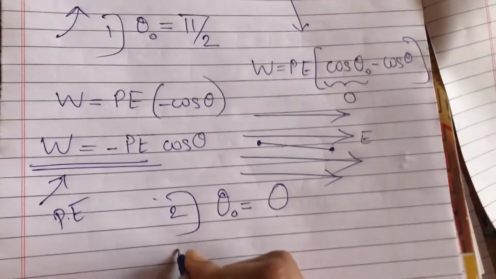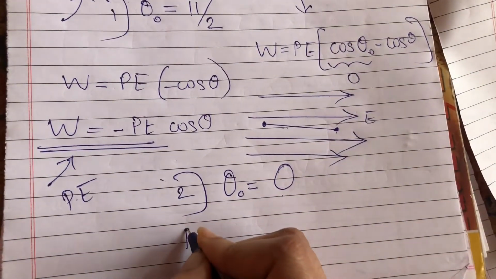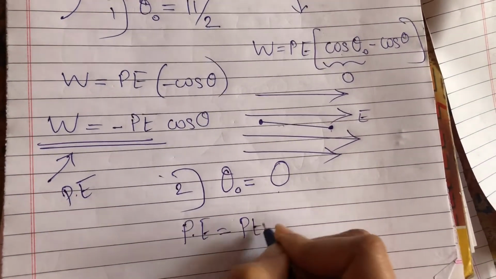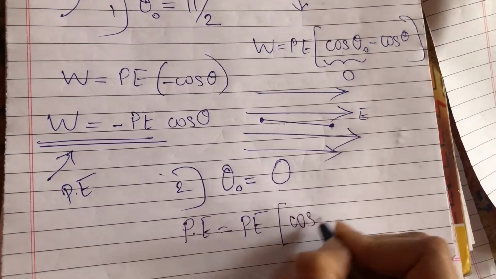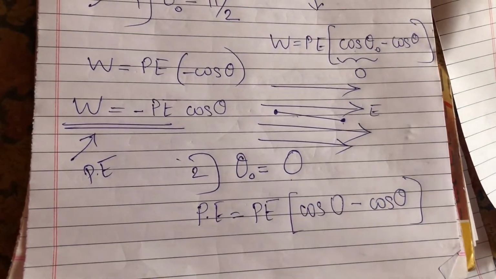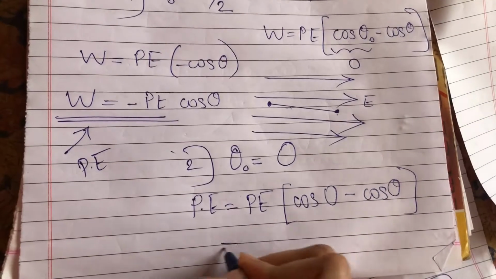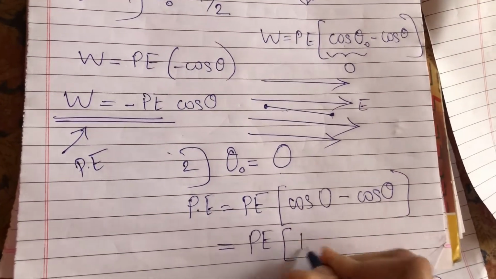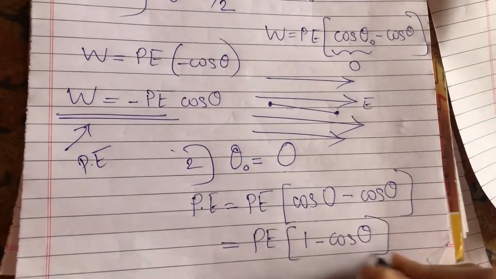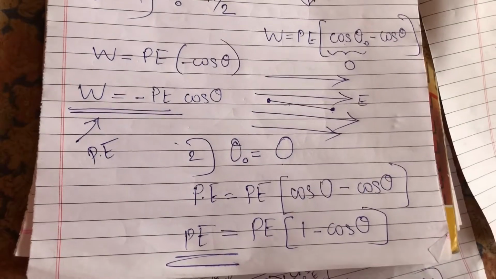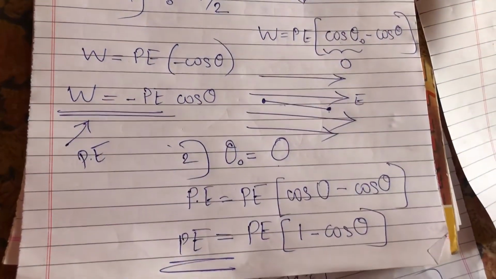Where is the formula? So in that case, the potential energy is PE cos of 0 minus cos theta. Now what is cos of 0? Cos of 0 is 1. PE 1 minus cos theta. So this is the potential energy when your dipole is parallel to the field.